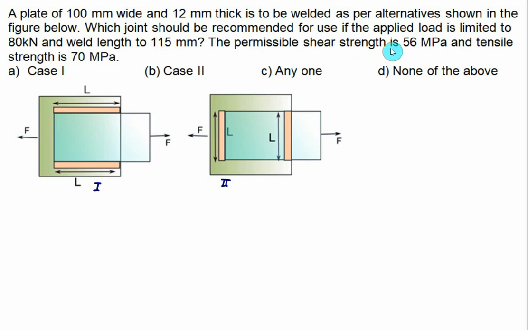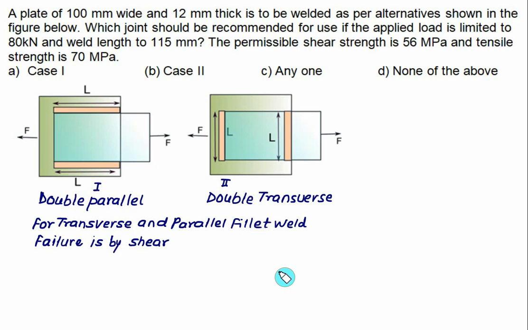The permissible shear strength is 56 megapascal and the tensile strength equal to 70 megapascal. Now since this one is a case representing the double parallel and this case represents the double transverse, whether we have a transverse or parallel fillet, the failure is always by shear and we have to take the value of shear equal to 56. So that value remains the same. Even the value of force remains the same.